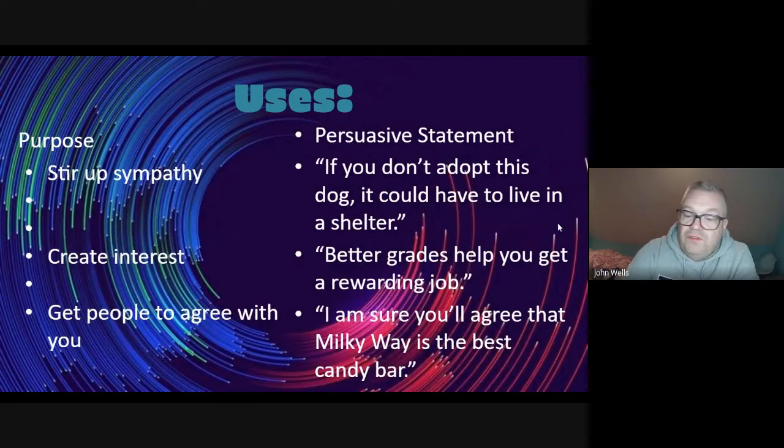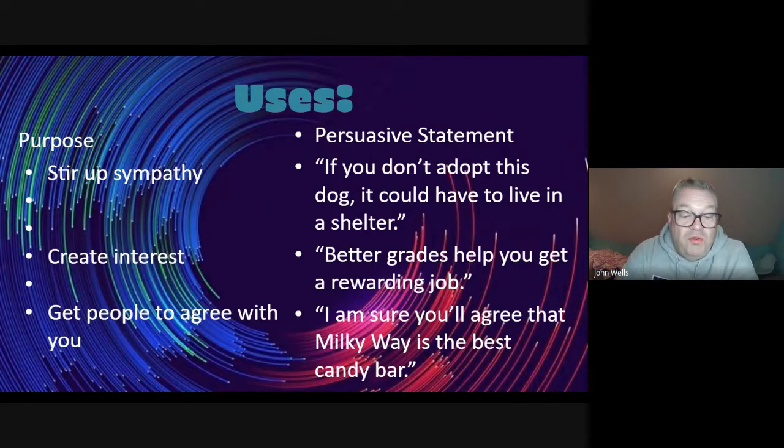We also use it to stir up sympathy. If you don't adopt this dog, it will have to live in a shelter. Or even worse, they might have to euthanize it. In other words, not only are they trying to get people to act, but they're also trying to get people to get emotional about it and to stir up what they feel about it.